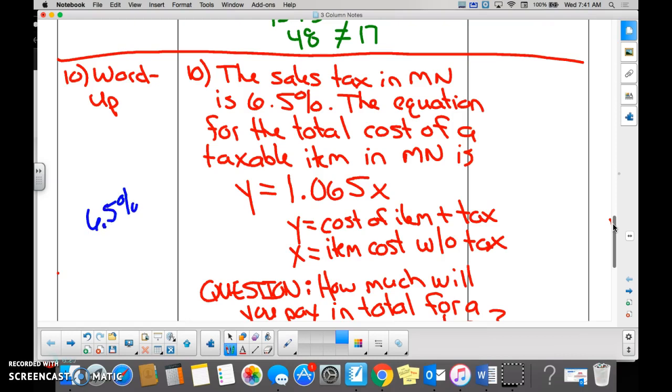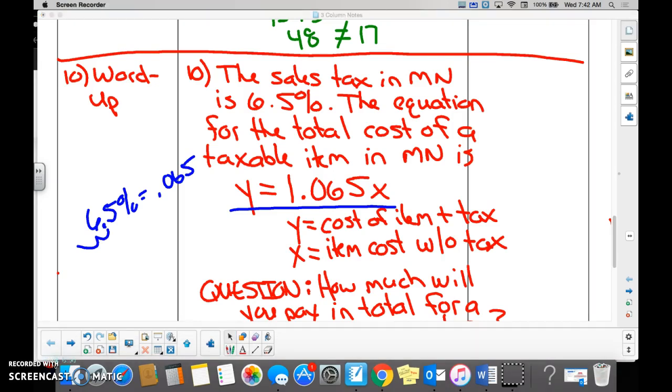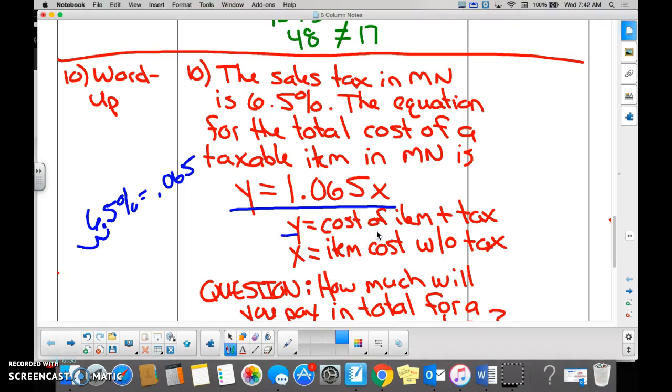6.5%, which should have a decimal point there, is equal to 0.065, because when you convert from a percent to a decimal, you move the decimal point 2 places to the left. The 1 that I gave you in this equation just represents the cost of the item. The 0.065 would be, on top of that, the taxable part of the item. Okay, so hopefully the y equals 1.065x makes sense to you. Again, down here I explained it a little bit further. Y would be the total cost of your item plus the tax, and x would be the item cost without the tax.